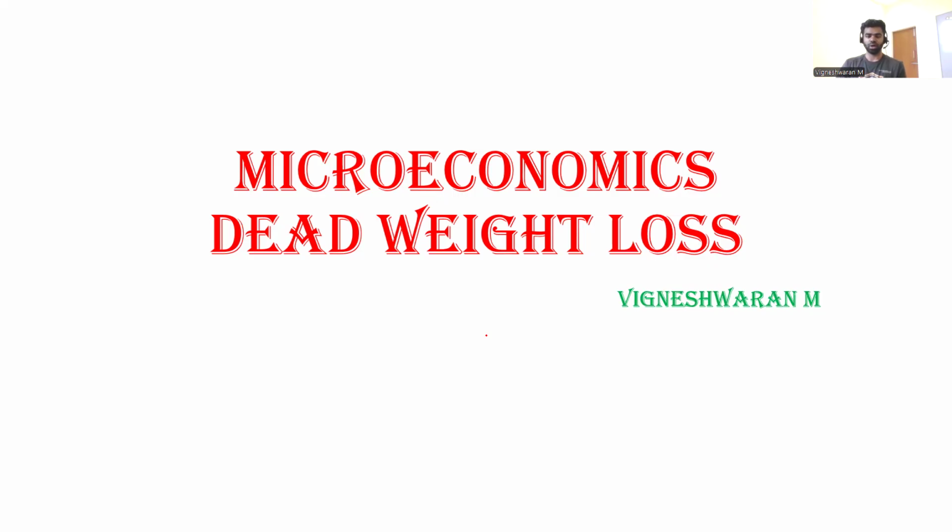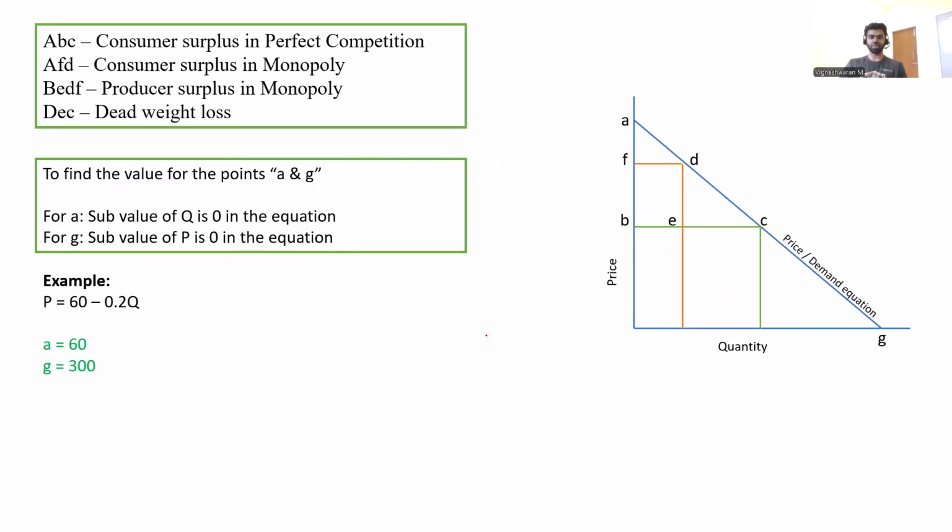Now, what is meant by dead weight loss? Dead weight loss is this: in a given market, assume it is a general market, we can find the profit maximizing price and output for perfect competition and monopoly. If you observe those two prices and those two quantities, there will be a little quantity which is unused. That is called dead weight loss.